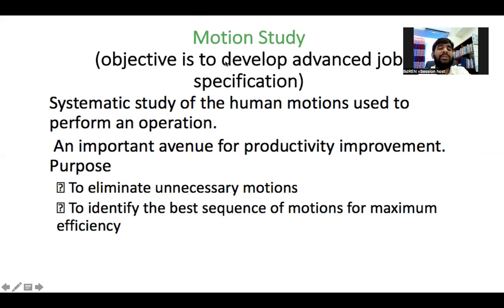Also, why will you do the motion study? To improve productivity. And how can you improve productivity? To eliminate unnecessary motions and to identify the best sequence of motions for maximum efficiency. So whether standing is better, sitting is better, or movement is better, you can decide, and it will ultimately improve productivity. That means motion study is about whether you stay in your seat or have some movements to improve productivity.